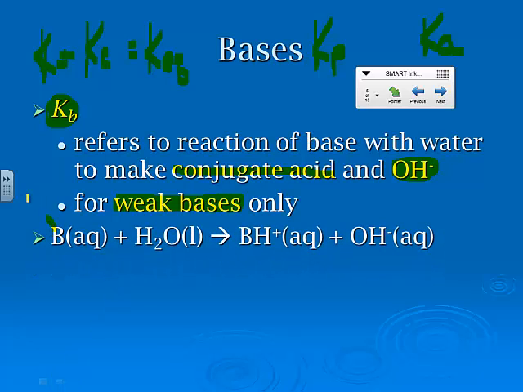This is the generic form. B is going to stand for base. You're going to react that base with water. Remember, the reaction that's going to take place is that hydrogen ion is going to attach itself. So you're left with the conjugate acid of the base as well as the hydroxide ion, which is also the conjugate base of water, which is serving as the acid in this situation. So you still always need to think of them as those pairs.